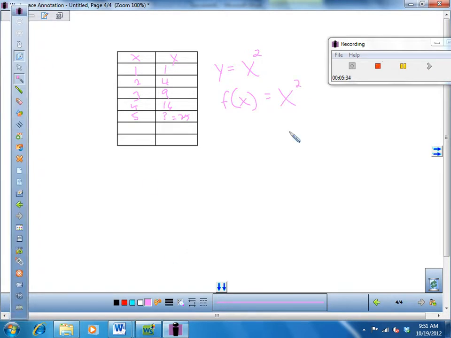Okay, one more, and then I have a couple word problems. Oh, we have to go over the homework. We'll do that at the end.